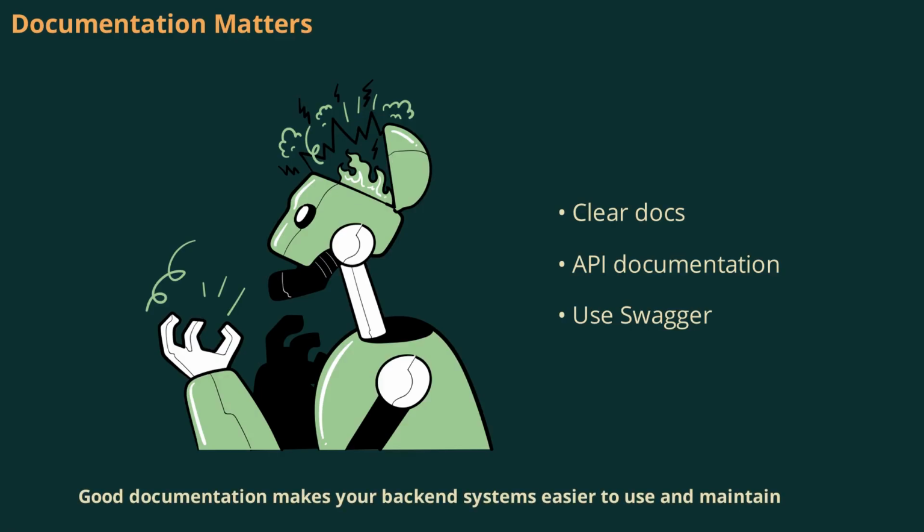Good documentation makes your backend systems easier to use and maintain. Document your APIs, code, and workflows clearly so that other developers can understand and build on your work. Tools like Swagger and Postman can help you create interactive API docs.